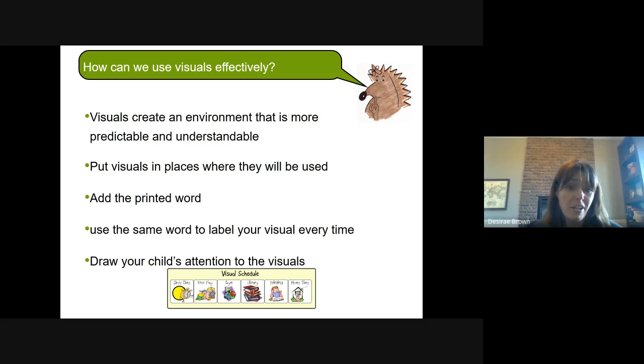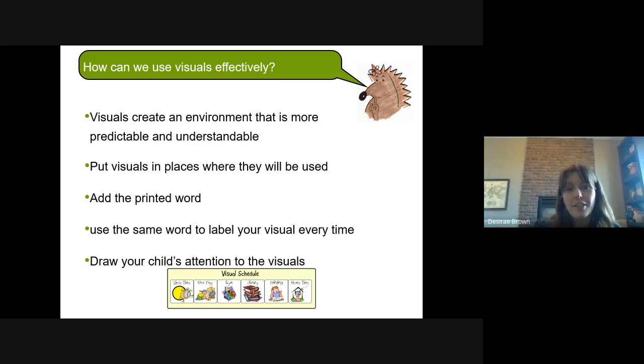It also helps to draw your child's attention to the visual. So just having it there and not ever referring to it isn't necessarily going to be helpful. For example, you might have been sent home with one of those dressing strips that has, for winter, a coat, and first it's the snow pants, then the coat, and all the different things that go with that.